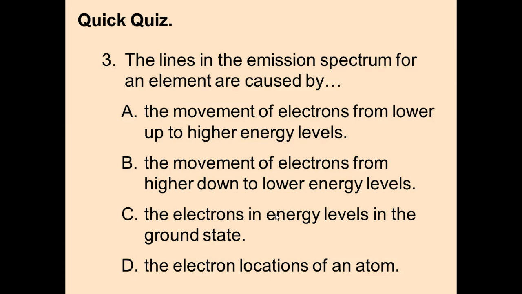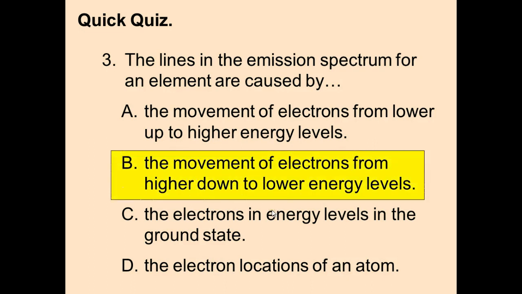Well, if you remember, if an element is excited and then it loses energy, it'll move back down to a ground state and release energy. So it can't be A because A says moving from lower to higher, which is absorbing energy, not releasing. So the answer must be B because that's the only one that says that if an atom moves from higher energy to lower energy, it will release energy in the form of light. So that's the only one that talks about moving from higher to lower.